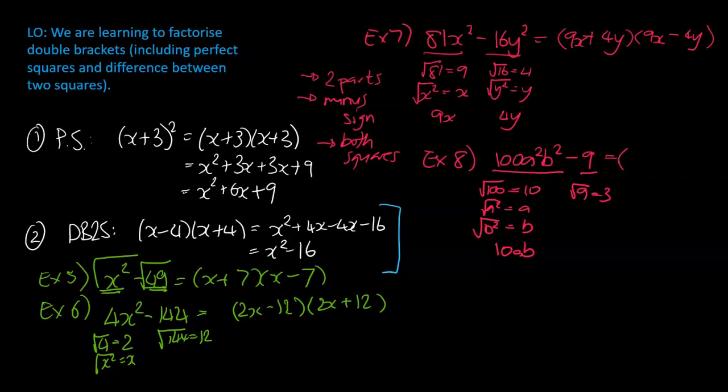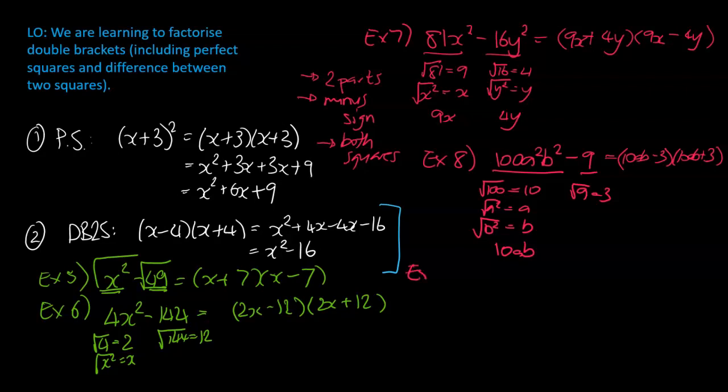So when we do that, we set up our brackets, and this one's just going to be a bit cozy. We're going to have 10ab, 10ab. We're then going to go minus 3. We're then going to go plus 3 as well. And just like that, we factorise quite a complicated perfect square.